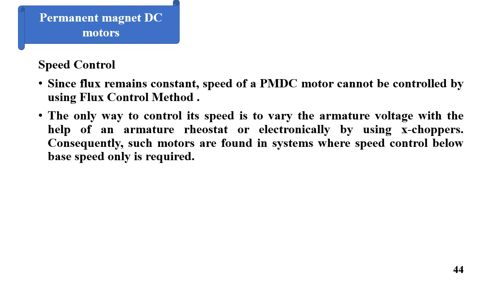Speed control: since the flux is constant, the speed can only be controlled using armature voltage control. We don't have a field control method. Armature voltage control can be obtained using an armature rheostat or electronically using chopper circuits. Such motors are found in systems where speed control is needed only below the rated speed.